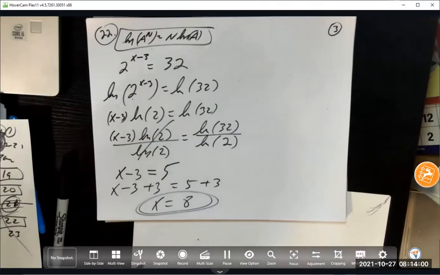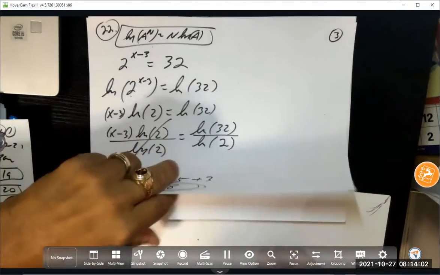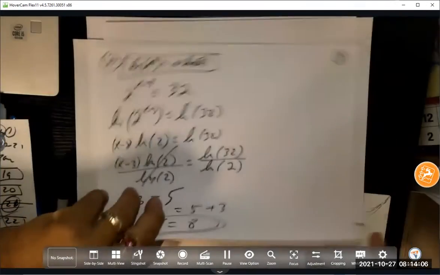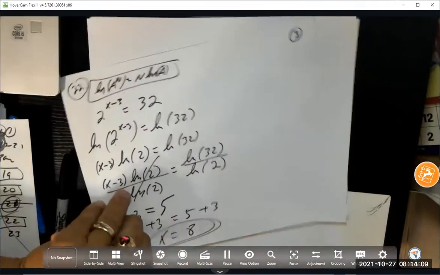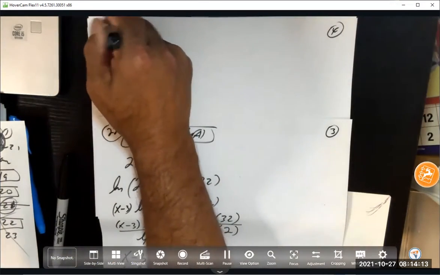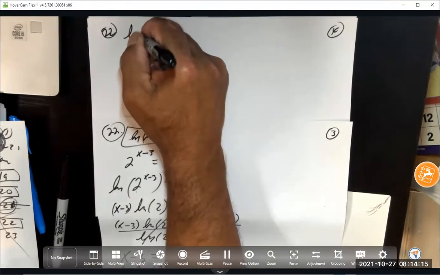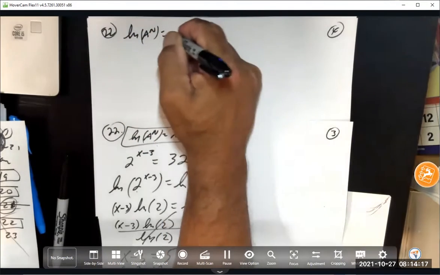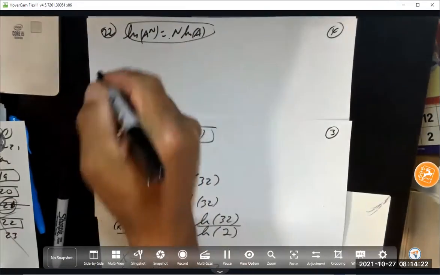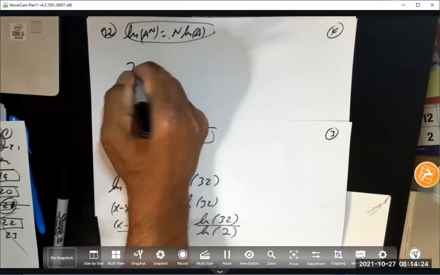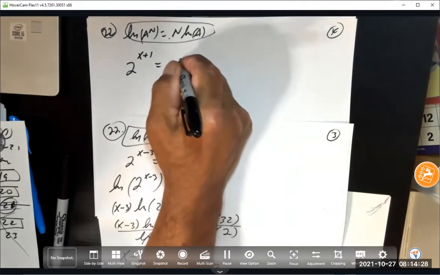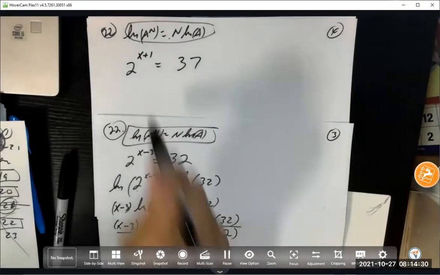Okay, yes, sir. Same problem, I'm going to change the numbers. Same setup, just change the numbers. All right, so here we go. So number 22 again. We're going to use this formula again: a to the power n equals n ln of a. That's what we're using. So now I'm going to say 2 to the x plus 1 equals, I don't know, 37 or something. There you go.